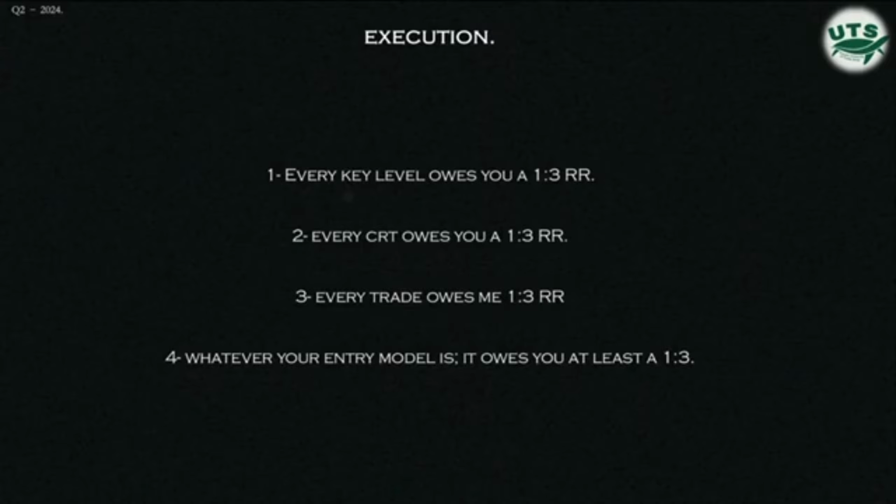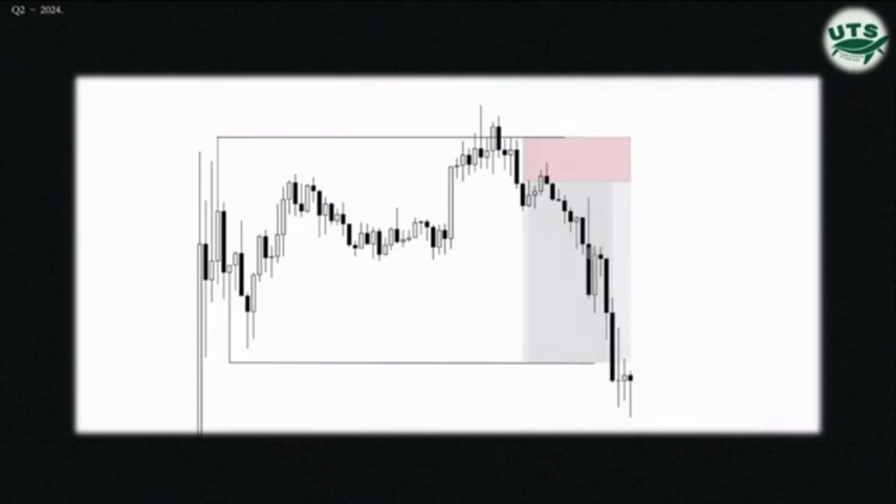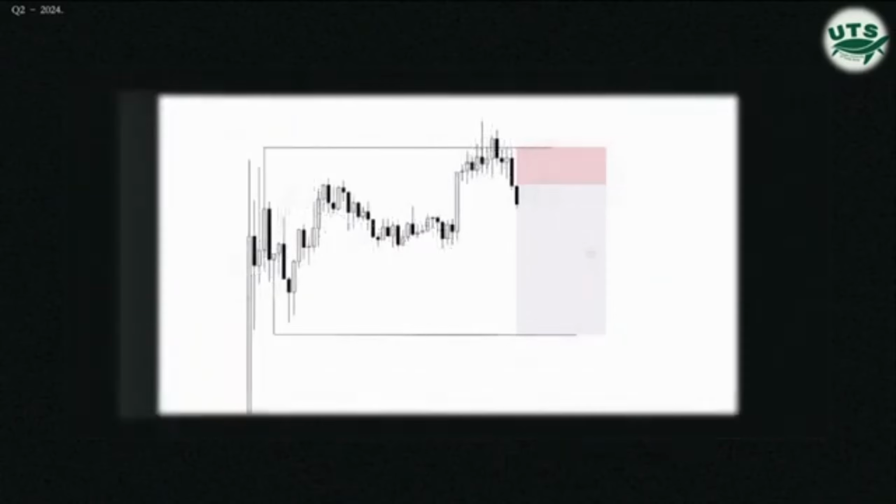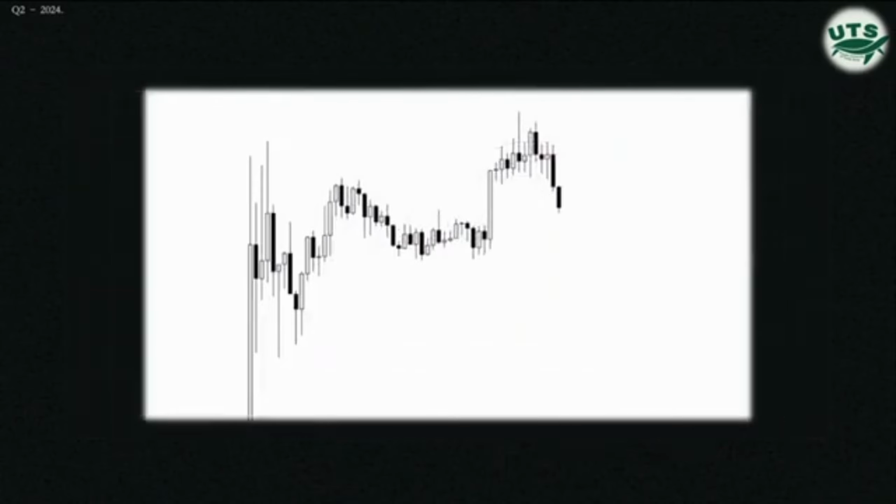So the way to think about it is as follows. Every key level owes you a 1 to 3. Every CRT owes you 1 to 3. Every trade owes you a 1 to 3, right? So when I look here, I say, hey, you know what? Nice range, right? This range is probably going to go down. I'm going to try and get a 1 to 3.